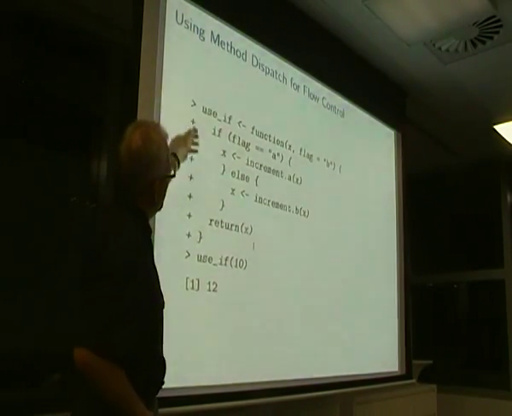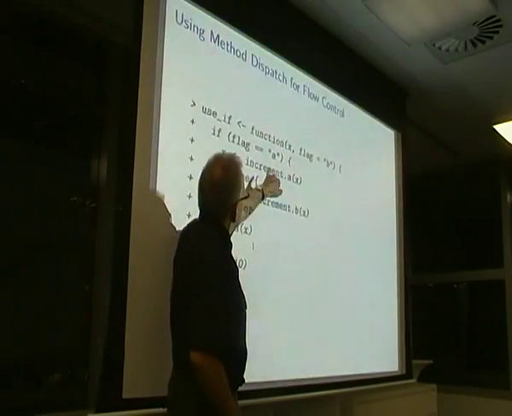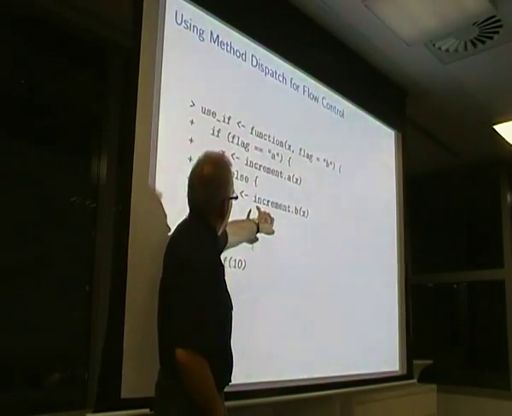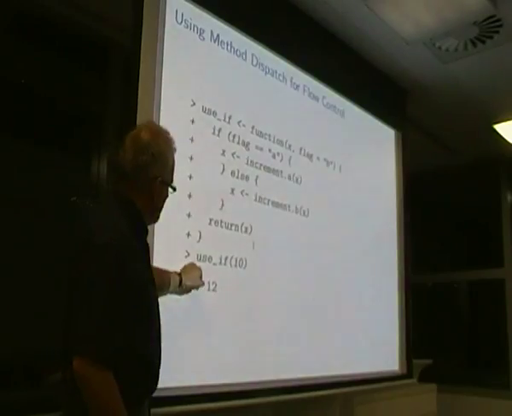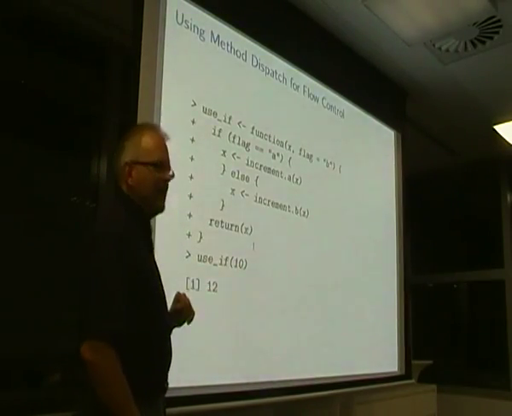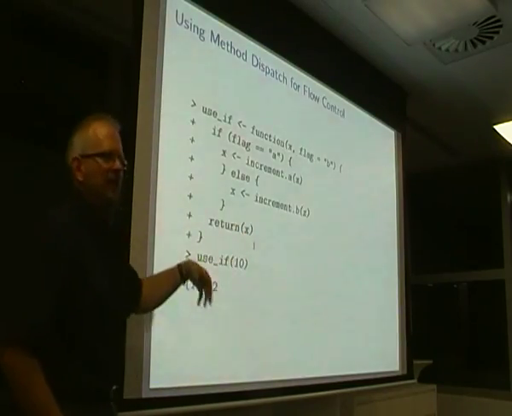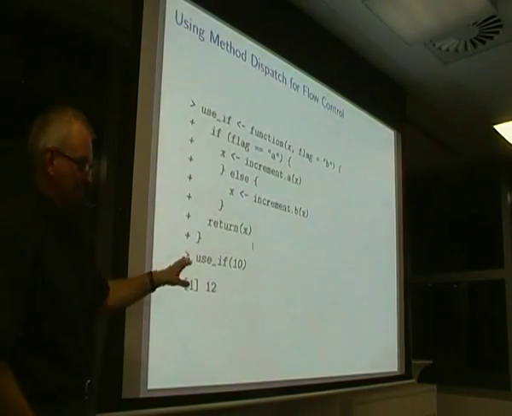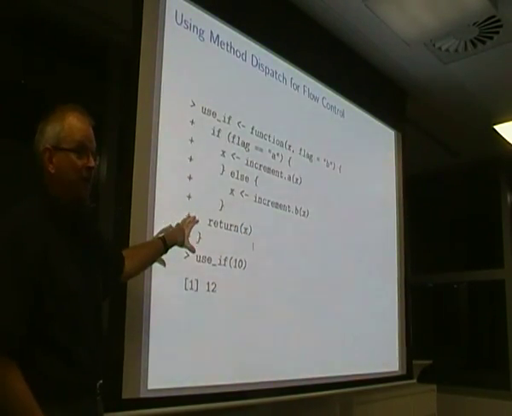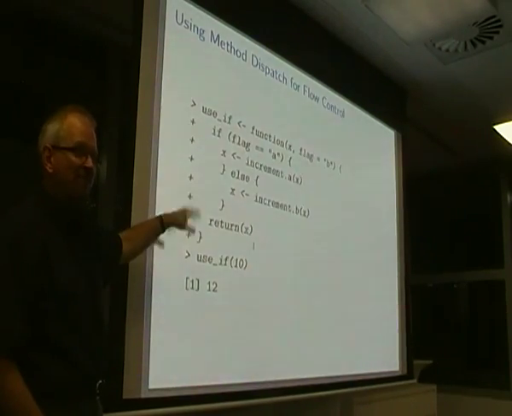Here's what that might look like. Here's my use if function. If the flag equals A, then call increment A, else call increment B, and there I am running the function use if 10, and it returns 12 because the default value was B. So that meant add 2. All right, that's pretty straightforward. Is everyone comfy with that function? Just the broad structure?